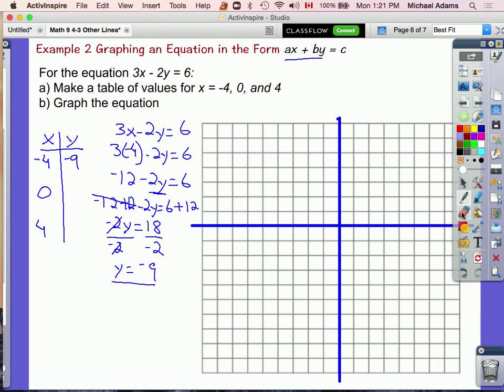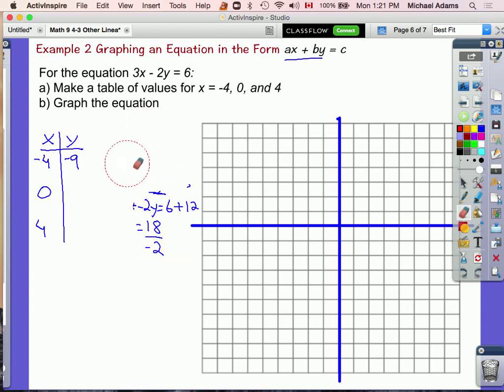Let me just erase some of this stuff here. Oops, I'm going to cut that equation. Well, I'll write the equation out again.